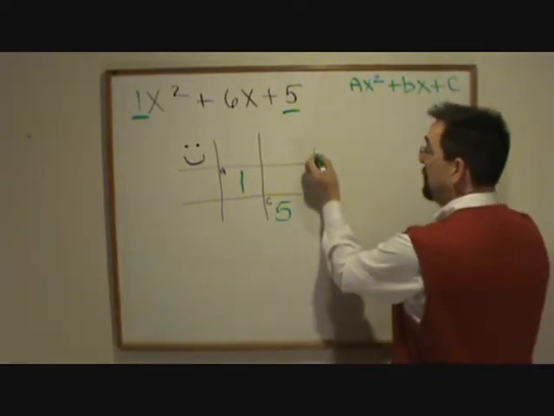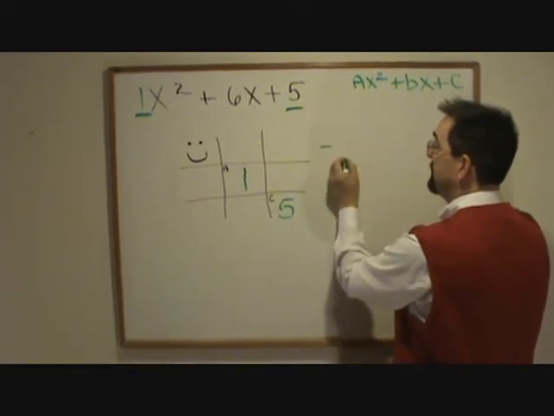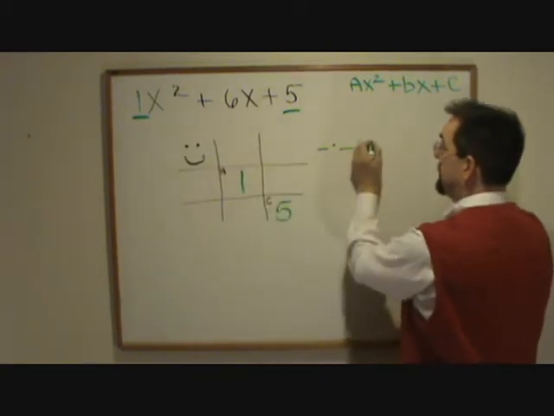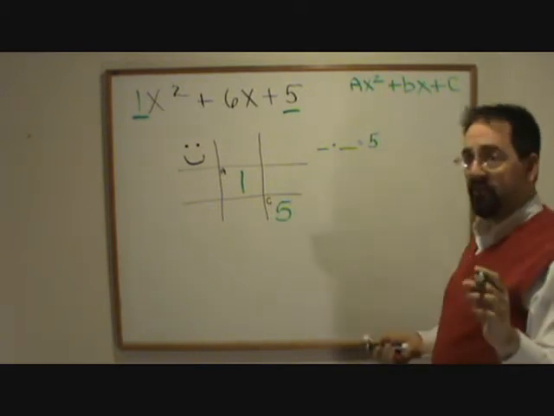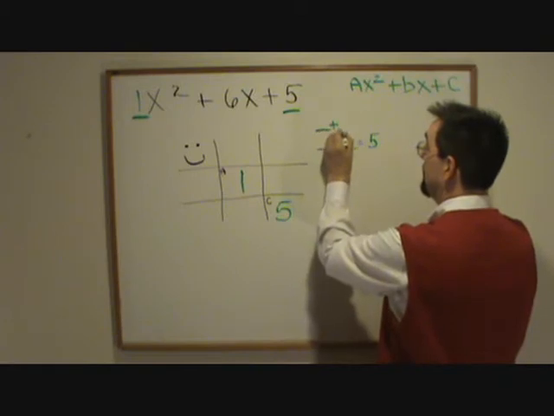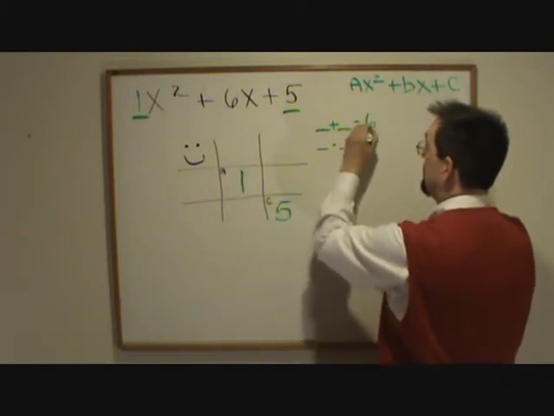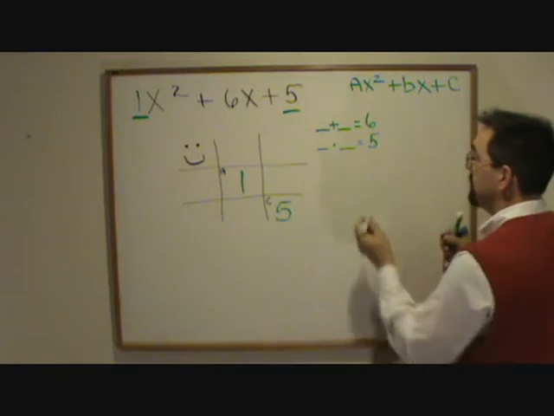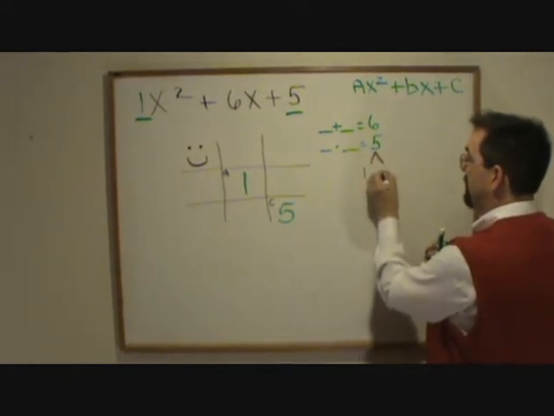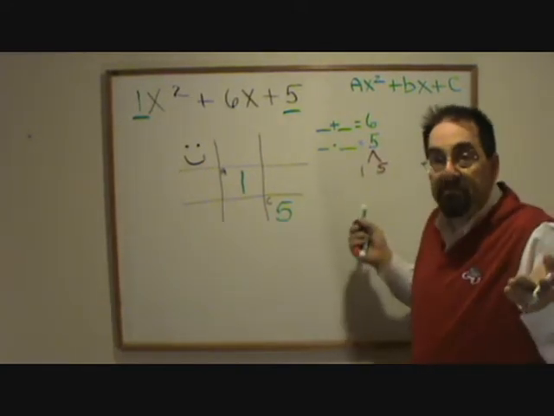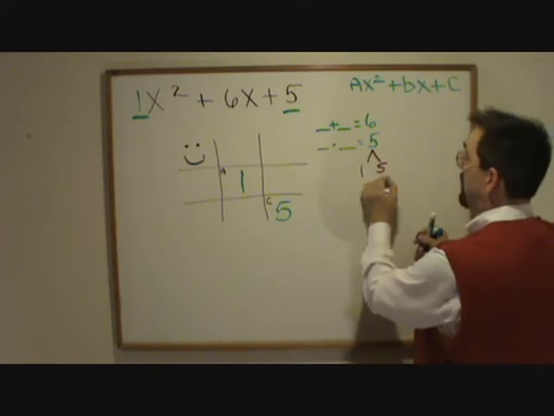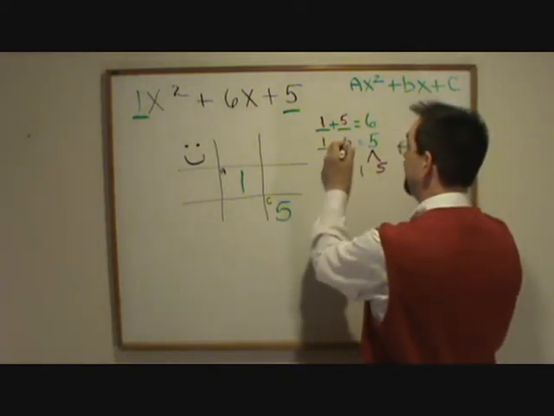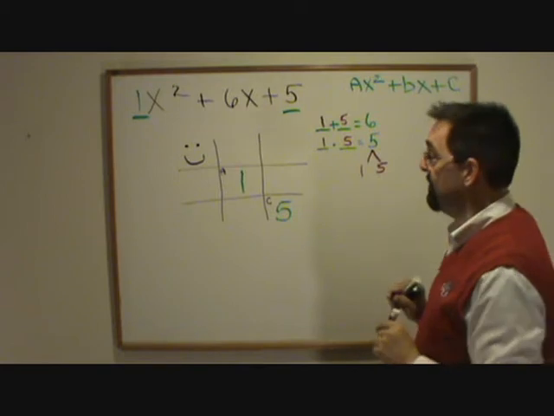Now, off to the side, we know that we need to find 2 numbers that multiply together, A times C, to give us 5. We're also looking for 2 numbers that add together to give us our B value, which is 6. Okay, let's find the factors of 5. Make a little factor tree here. We know we have 1 times 5. That's a prime number. There's no other factors of 5. So, 1 and 5. 1 plus 5 is 6. 1 times 5 is 5. So we found our factors.